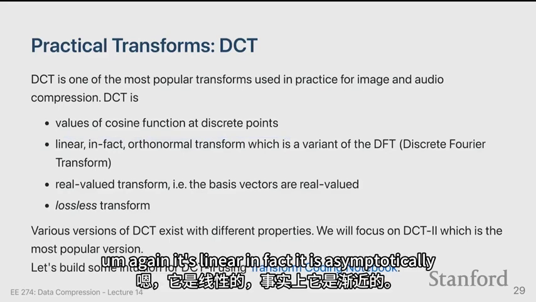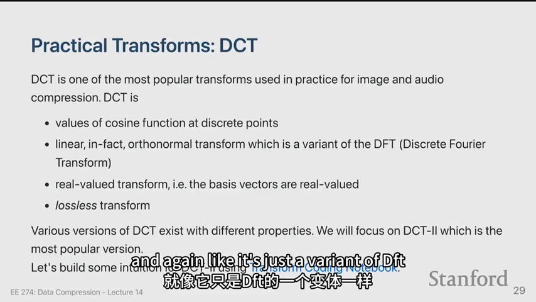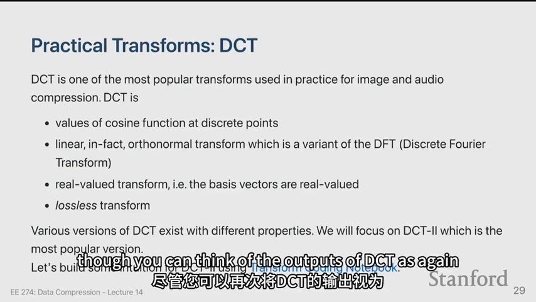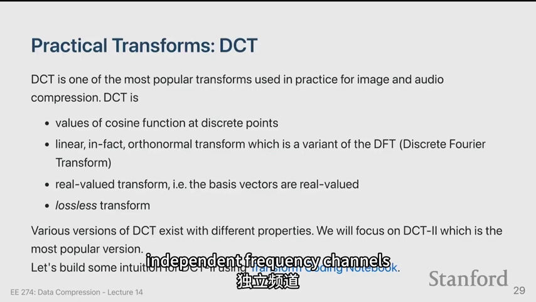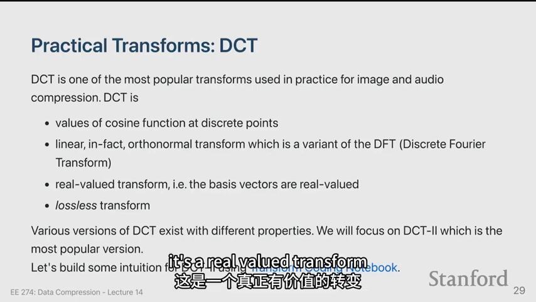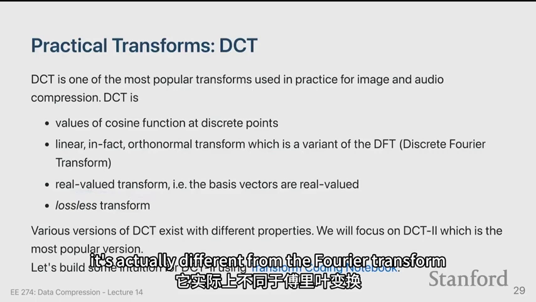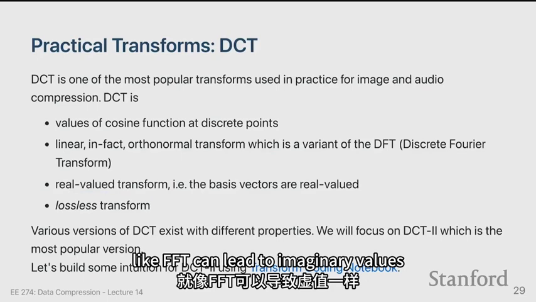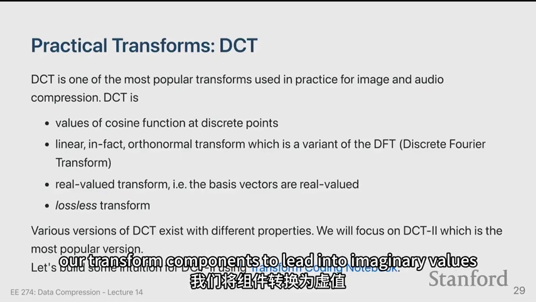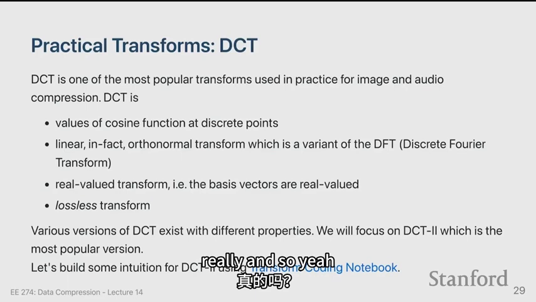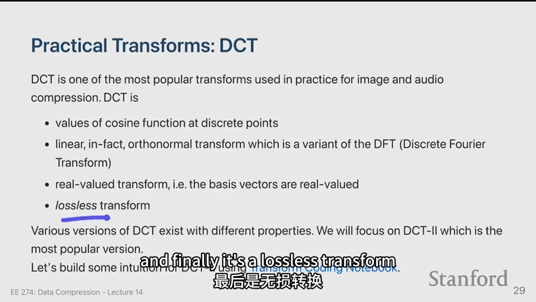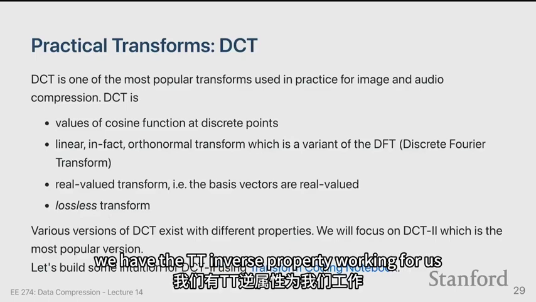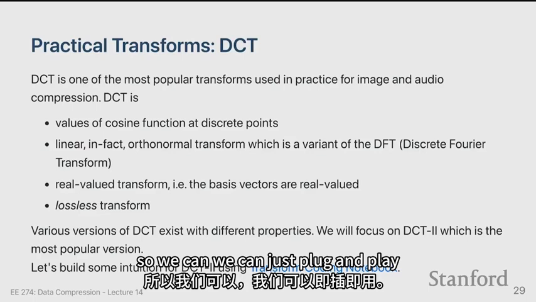Again, it's linear. In fact, it is orthonormal, and it's just a variant of DFT. So you can think of the outputs of DCT as doing some frequency analysis, breaking down your signal into different independent frequency channels. It's a real valued transform, and this is where it's different from the Fourier transform. FFT can lead to imaginary values, but we don't want our transform components to be imaginary. This is another property of DCT which helps us. And finally, it's a lossless transform, so we have the T T inverse property working for us. We can just plug and play.